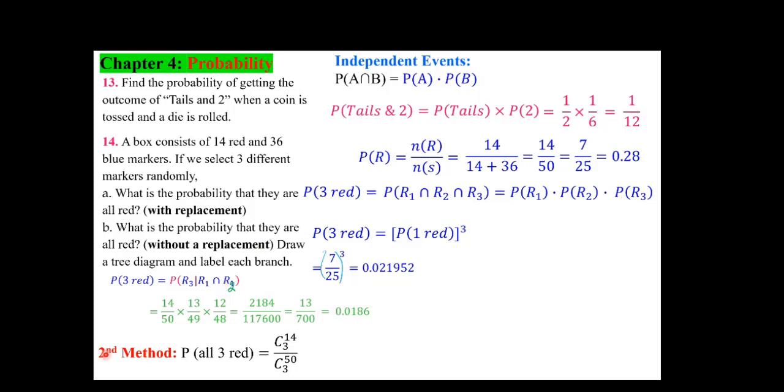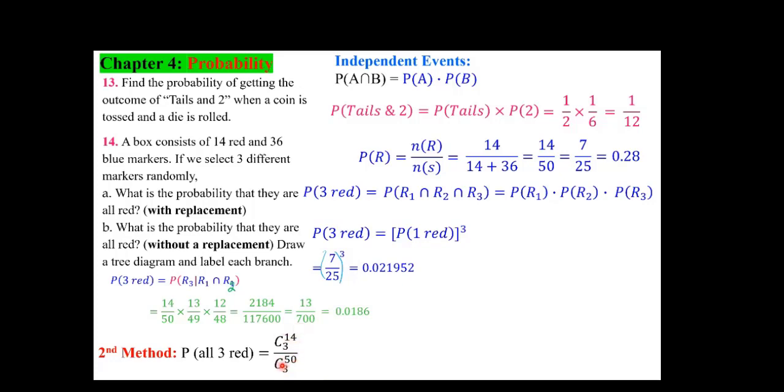By the way, the second method, the probability of all 3 red would be n of all possible reds over n of s. We have 14, we want to choose 3, and it's a combination. Order is not important. The total size, combination of 50, choose 3. We can choose from 50, we choose 3, but we want to choose red. From 14, we choose 3. That would be the numerator.